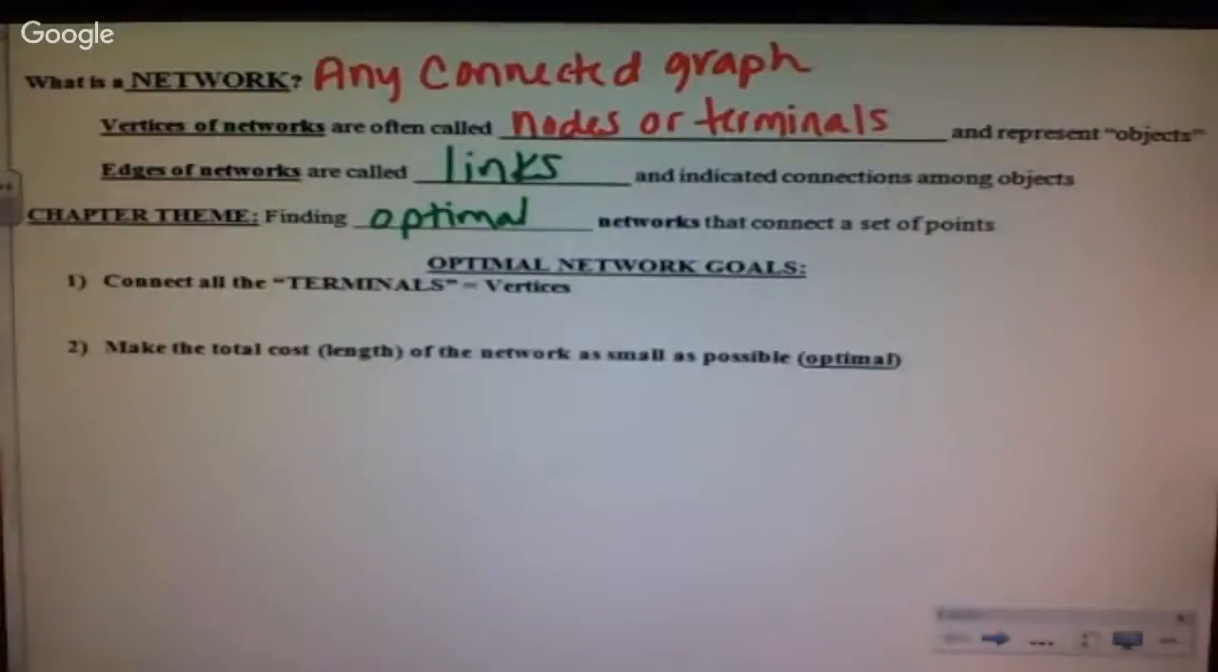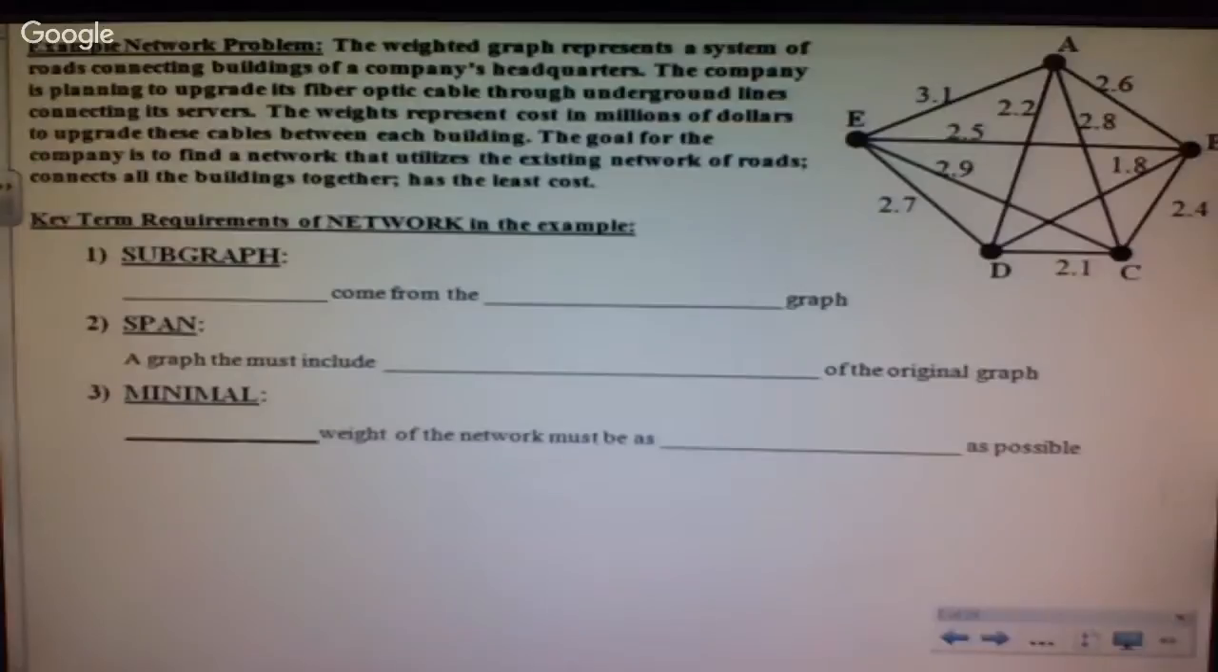So our job in this one is to connect all the terminals. So we need to have edges that reach out to all of the dots. Okay? And we want to make the total cost as small as possible. That is our goal. So, ways we can do this. Maybe if my remote will work. There we go. Okay? Ways we can do this.